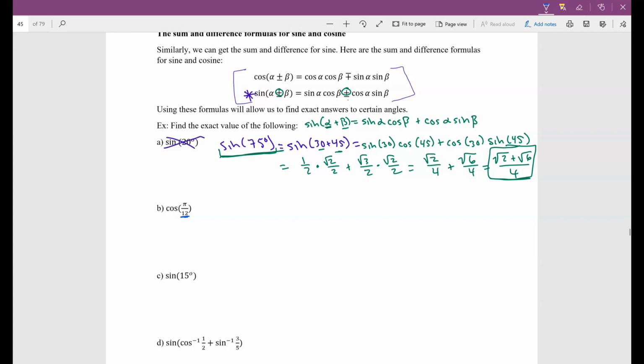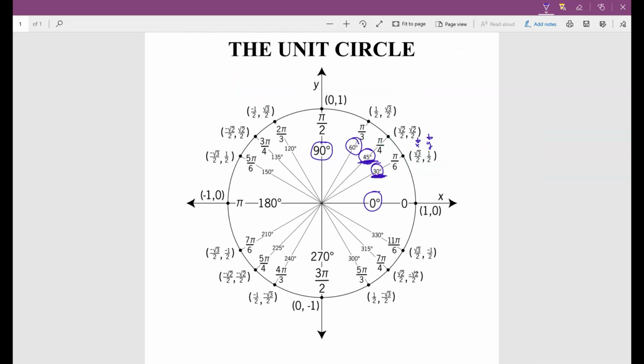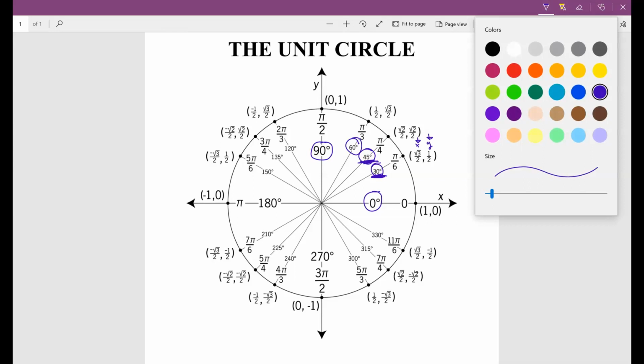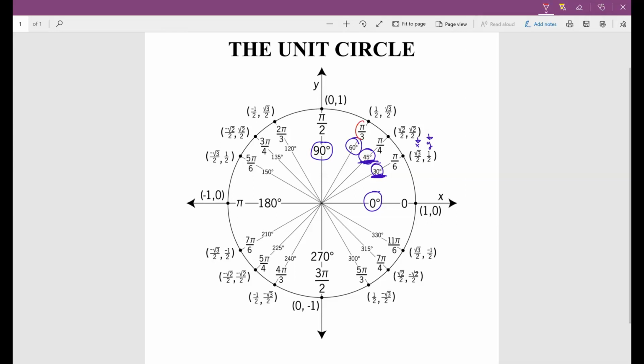If we look at the unit circle again, and we look at all the possible radians, here the radians are going to be these: pi over 3, pi over 4, and pi over 6. You're going to need to circle that one. Now what we want to do is see what combination is going to give me pi over 12. Pi over 12 is a very small number. It's less than pi over 6.